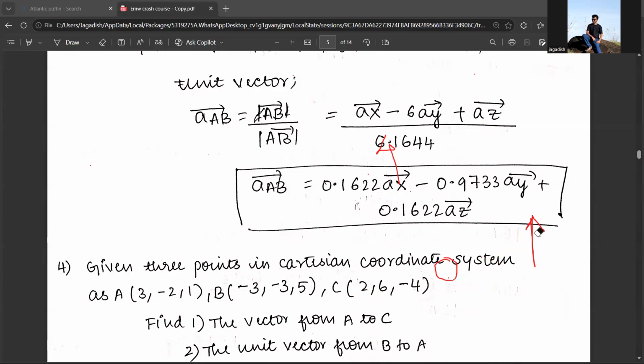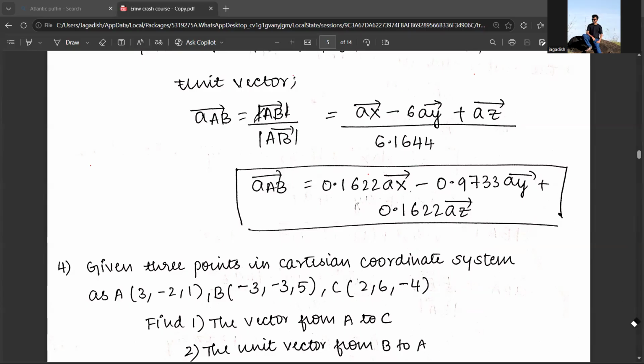Now they have given 3 points. We are still in the Cartesian coordinate system, we have not moved on from this, your first coordinate system. So now they are given 3 points: A vector, B vector, C vector, written along with sign. They have asked you to find the vector from A to C.